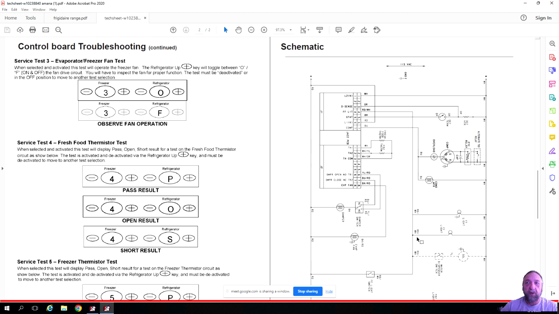So if we look here, the only 120 volt item we have is the damper. It is here, but we have our low voltage right here, our thermistors and everything else. But everything else is controlled here. All of our operating loads are controlled right here.